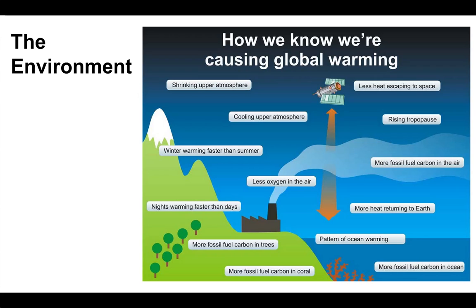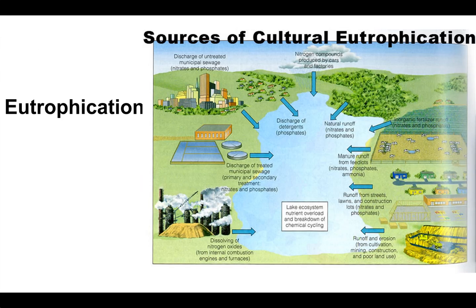Some examples of greenhouse gases include carbon dioxide, methane, and nitrous oxide. A huge effect is the increased loss of our polar ice caps and melting glaciers, which leads to rising sea levels and land loss. My second point is about eutrophication.